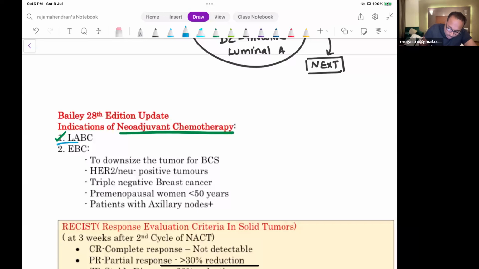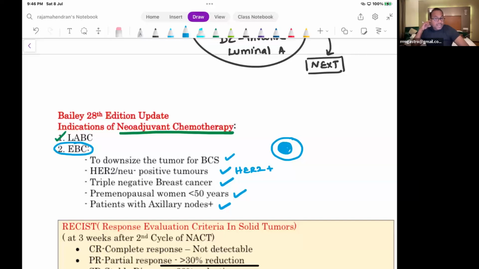For early breast cancer, I told you we will not give, but the new Bailey says we will give to some people. Who are those people? Those with a big tumor in a small breast, to reduce the size of the tumor, we will give. HER2 positive cases, we will give. Triple negative, we will give. If it comes at a young age, less than 50 years, we will give. And if axillary node positive, early breast cancer also we can give neoadjuvant chemotherapy in selected cases.